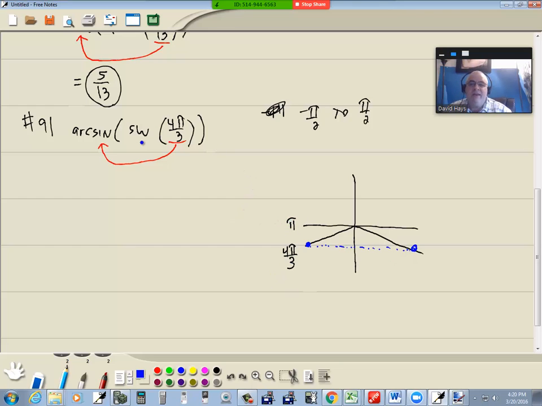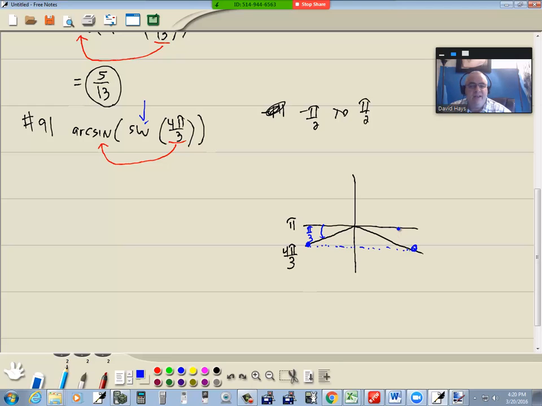Why are we looking at the y values? Because we're looking at sine. And remember, sine on a unit circle is the y values. So the y values are the same here. Well, over to here was pi, and this was another pi over 3.